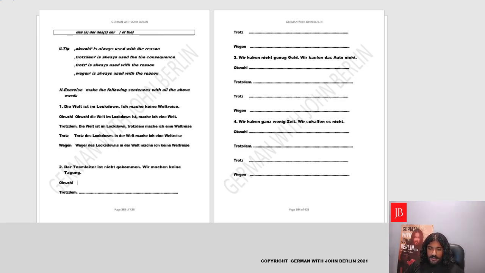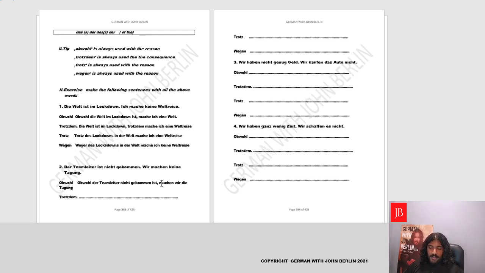Okay, it's already written. So would you like to repeat it? Okay, let's repeat it. Obwohl, and that's how you write obwohl, yes. Obwohl der Teamleiter nicht gekommen ist. Very good, it's a Nebensatz. Conjunction comes here, the verb goes in the end. The Hauptsatz begins here and it begins with the verb. Machen wir die Tagung. Yes, we do the meeting. Okay, fantastic.